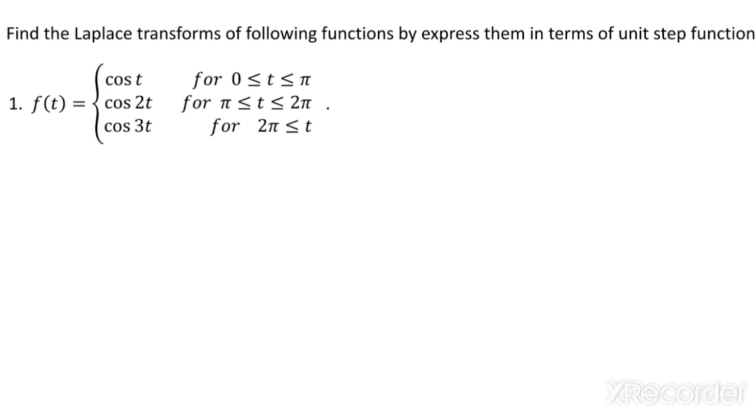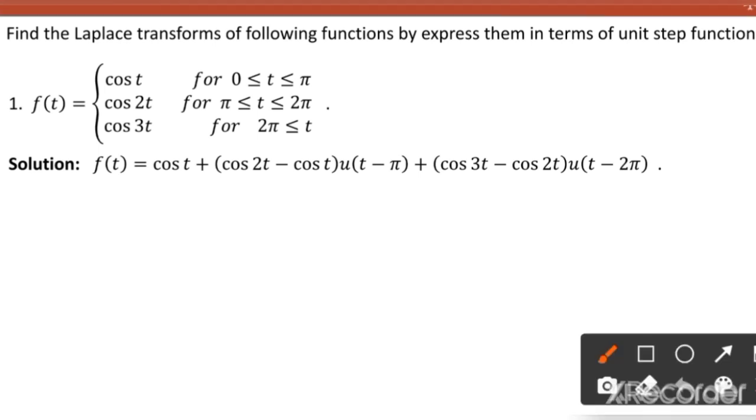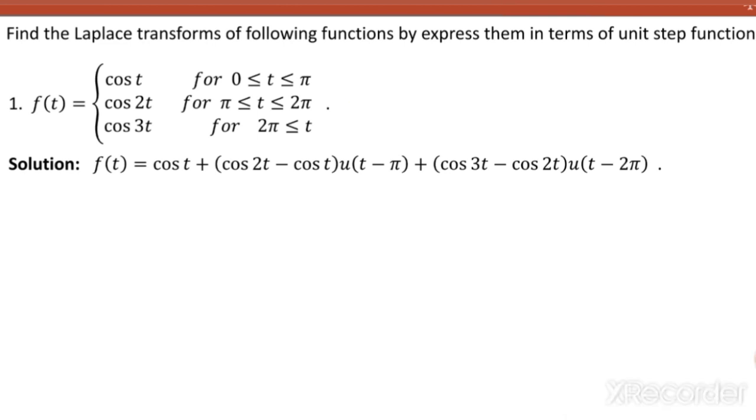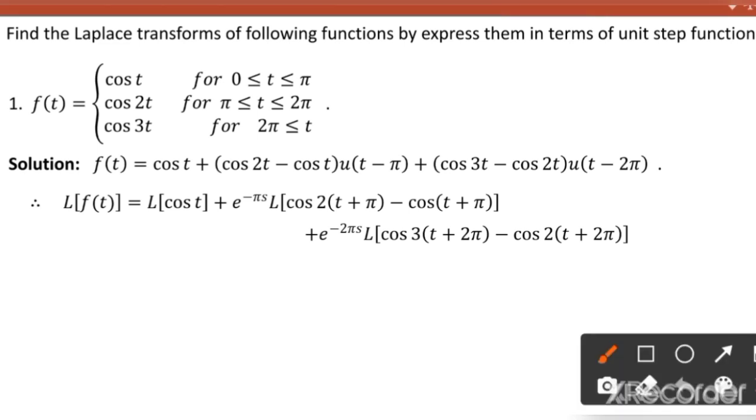The solution is, first you have to express this in terms of unit step function as usual: cos t plus cos 2t minus cos t into u of t minus pi, and cos 3t minus cos 2t into u of t minus 2 pi. Now take Laplace on both sides. L of f of t is equal to L of cos t, which I can write directly, plus for cos 2t minus cos t into u of t minus pi, we have to write e power minus pi s.